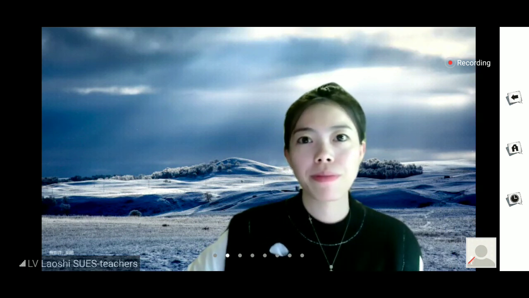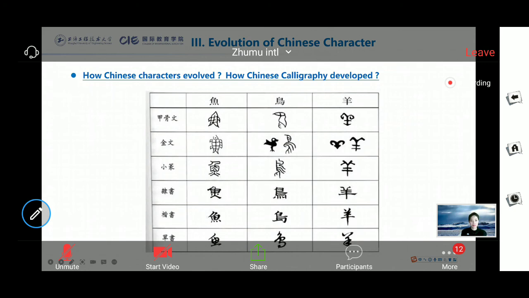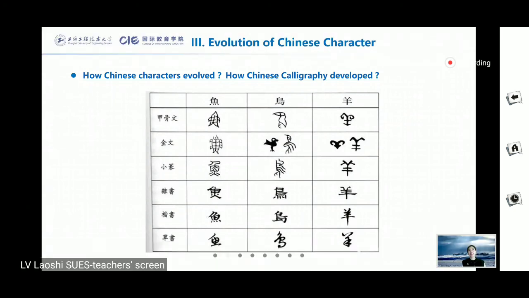Now, which language are we learning? Is that the simplified one? If you want to learn, you just learn the simplified Chinese, it is okay.